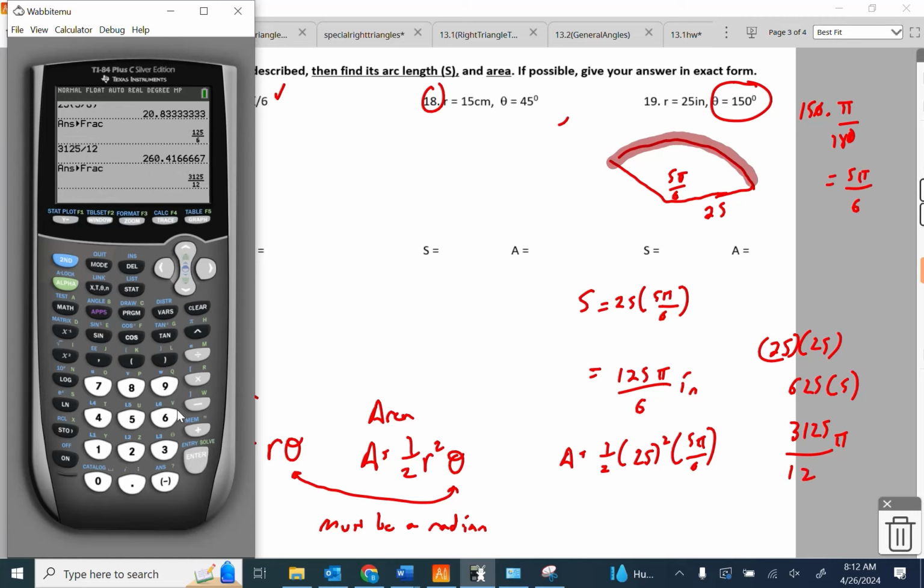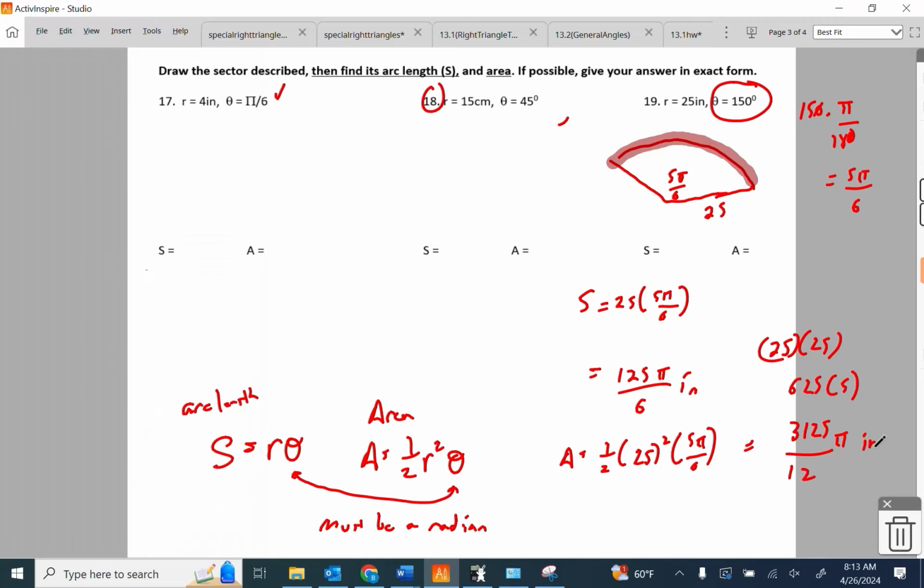Yeah, it didn't. Now, again, if you can't do any of this, we have a half, we have a 25 that is squared, then we have this 5 over 6. Notice what I'm doing? There's no reason that this can't be done by some of y'all. You just don't want to do it. There you go. Don't forget about pi. Now this is area, inches squared.